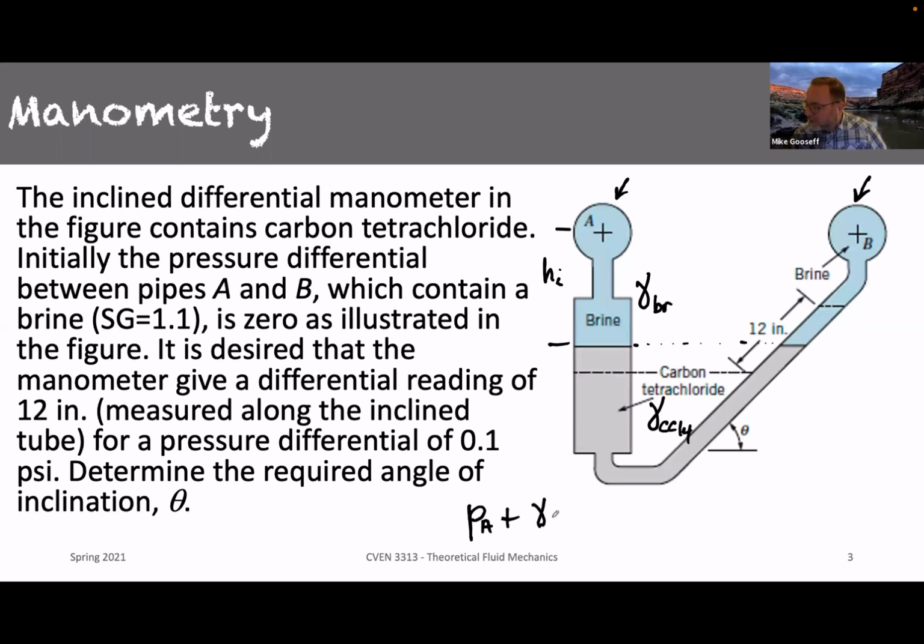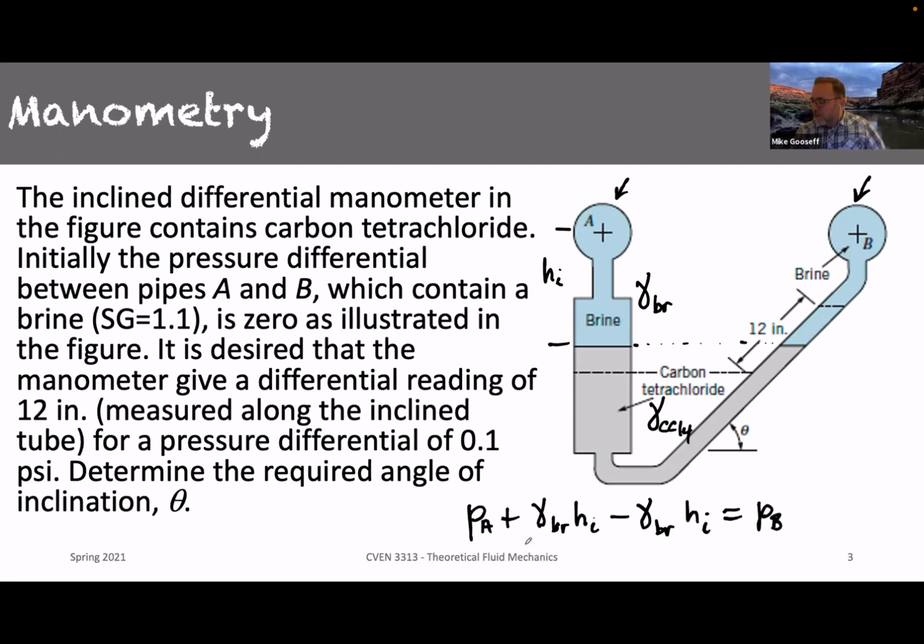So times gamma brine times H sub I, pardon me. And then we would go across through the manometer. We don't actually have to use carbon tetrachloride because our interface on the left-hand side is the same elevation as on the right-hand side. And then to get to B, we would say minus gamma brine, and then also times H sub I. We could otherwise put H sub I in some sort of length context to get out here and use some trigonometry. But then we would say this is equal to P sub B, okay?